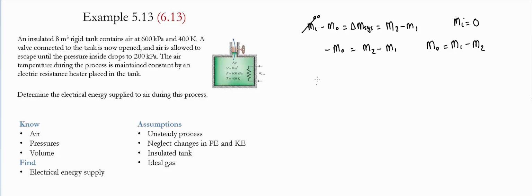We could do the same analysis for the energy. The energy in minus the energy leaving is equal to the change of the energy in the system. That means it is the final energy minus the initial energy. Notice that in this case we are going to neglect the changes in potential and kinetic energy, and for the entering of the system we are going to use enthalpies, and for the final states we are going to use internal energies.